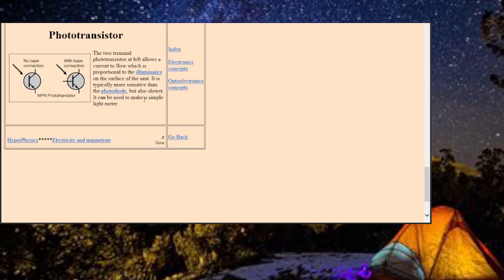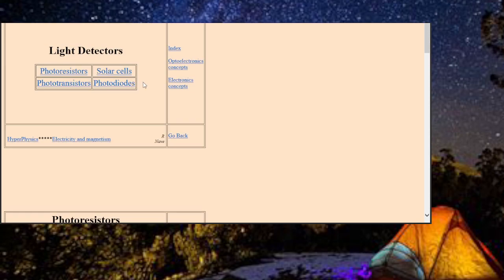There's photo transistors too, and I don't know. I think I have some, but I don't really know. These are all different light detectors. Now, the photoresistor, its response time is very slow, so you wouldn't get information off of it.